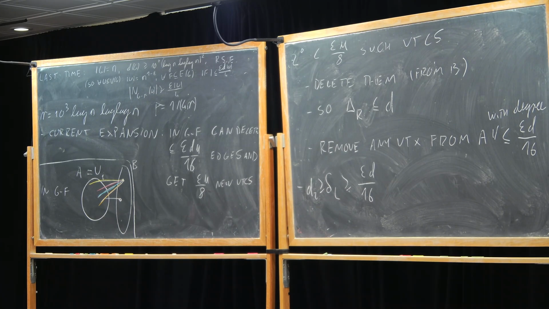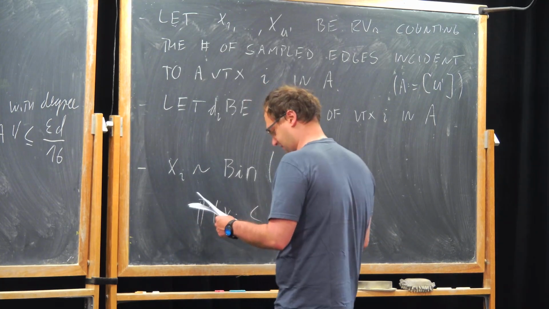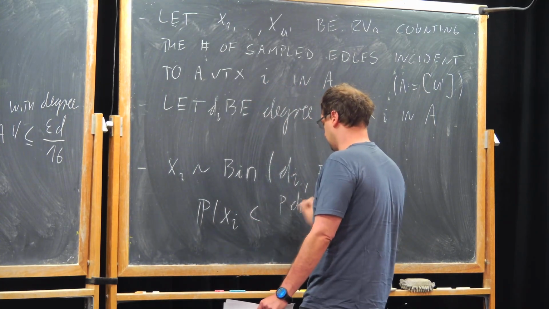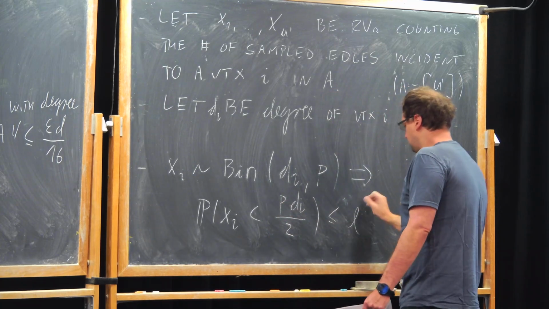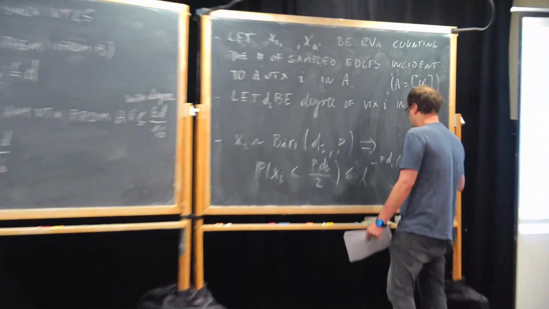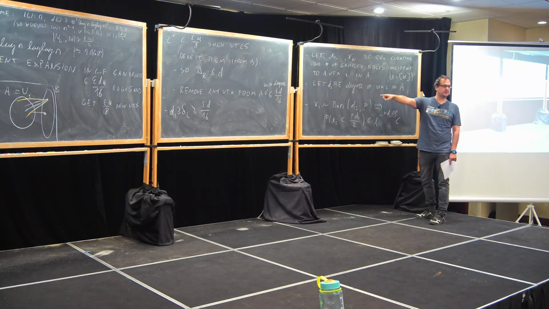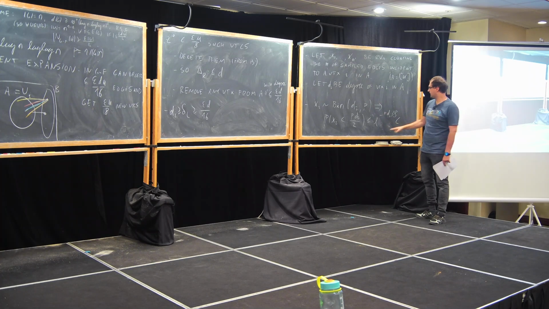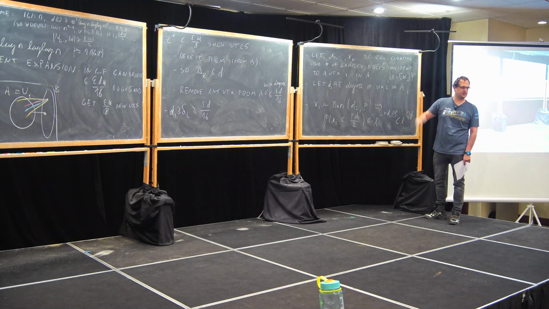So that means by Chernoff that the probability that xi is less than p di over 2 is less than e to the minus p di over 8, which is less than, because we have this lower bound on the degree, this is why we did that, right? You can put epsilon d over 16 here. So this is at most e to the minus p epsilon d over 128, right? 8 and 16. Yes?